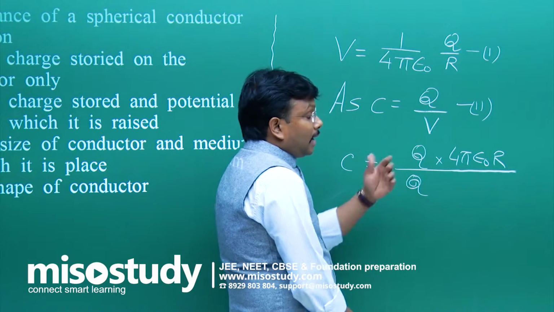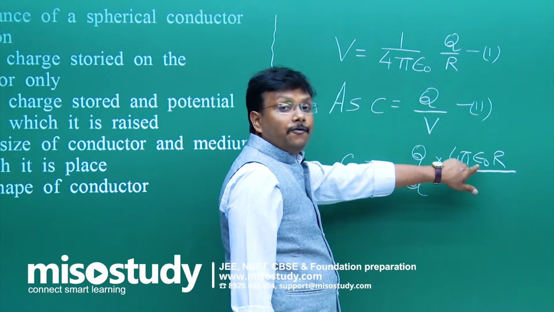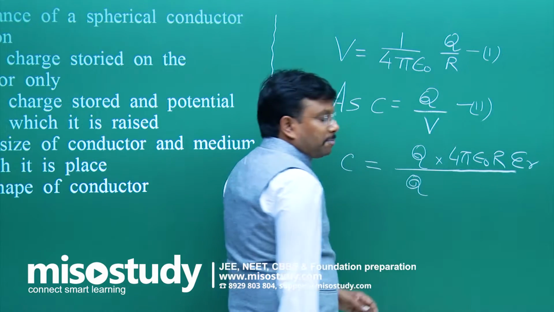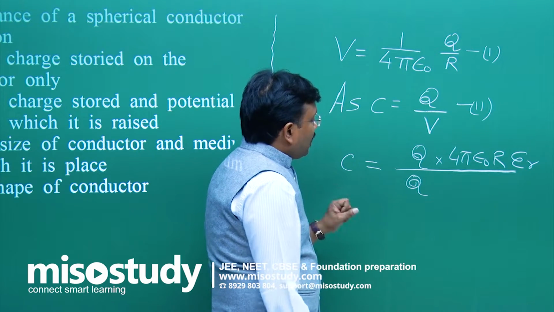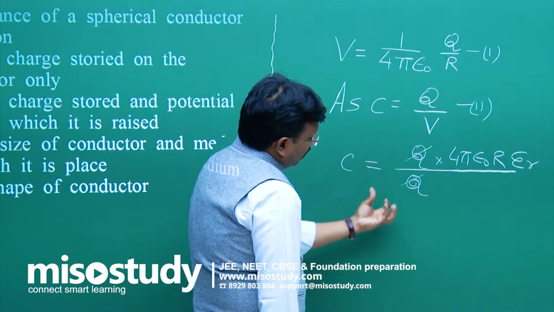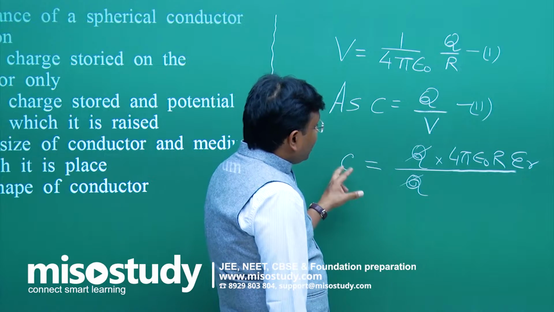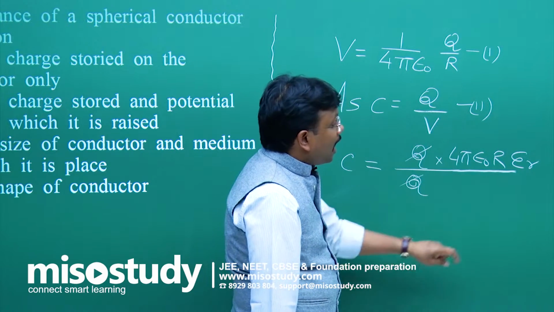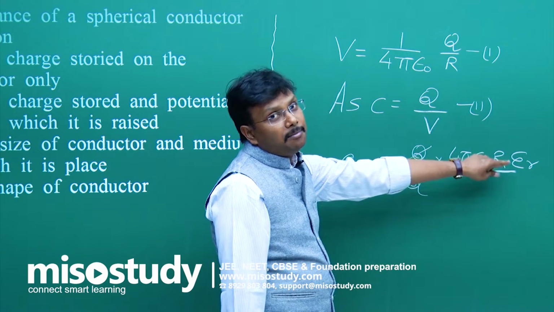One thing that you can add over here is that this is epsilon naught, permittivity of free space, and one more term, epsilon R, permittivity of medium, which is known as relative permittivity. So now this Q and Q are going to be cancelled. So C does not depend upon Q and V only, but C depends upon the size and shape of the conductor and relative permittivity, or you can say in simple terms, on the medium.